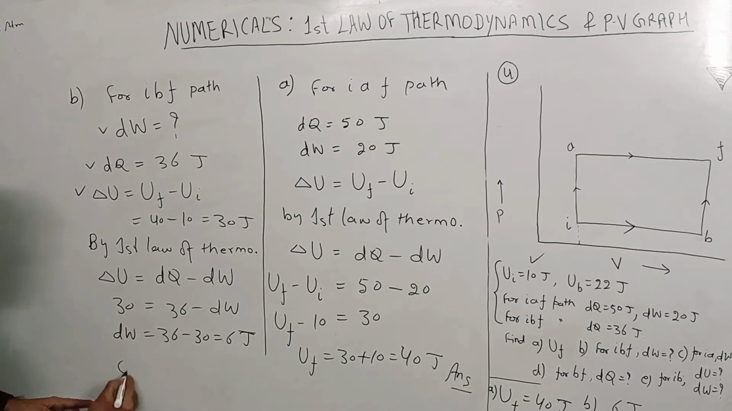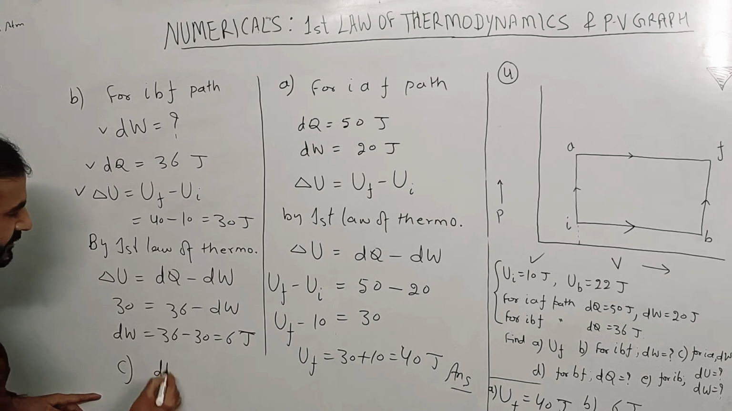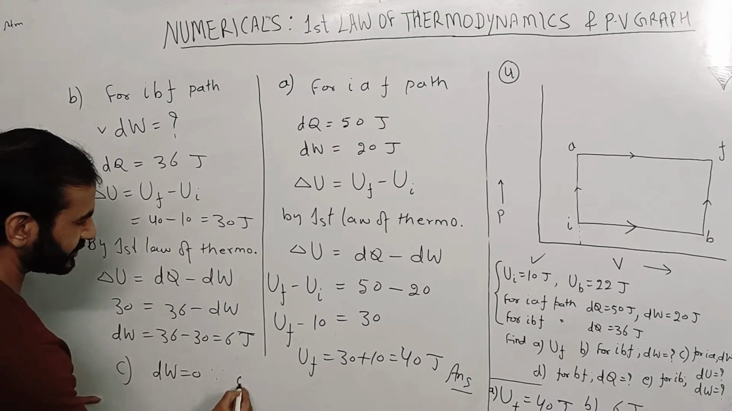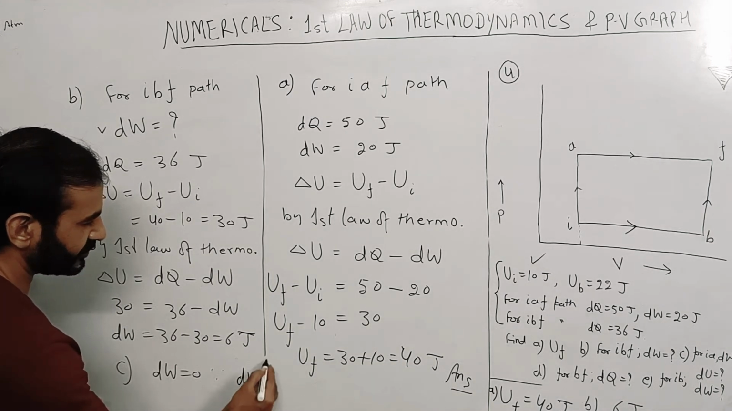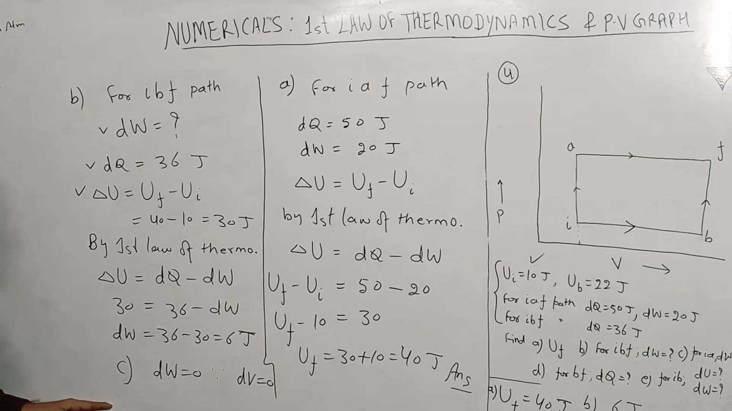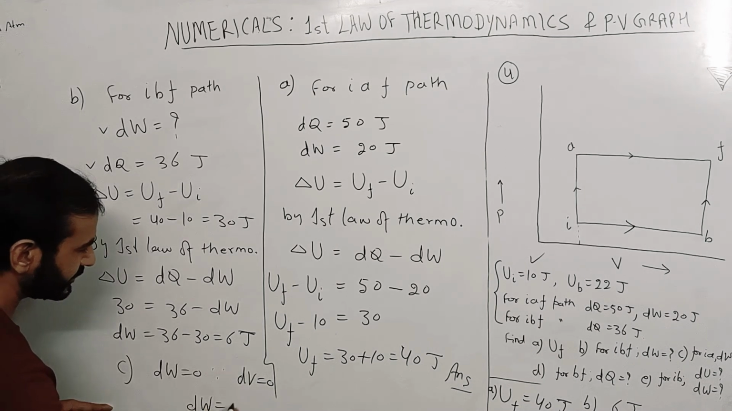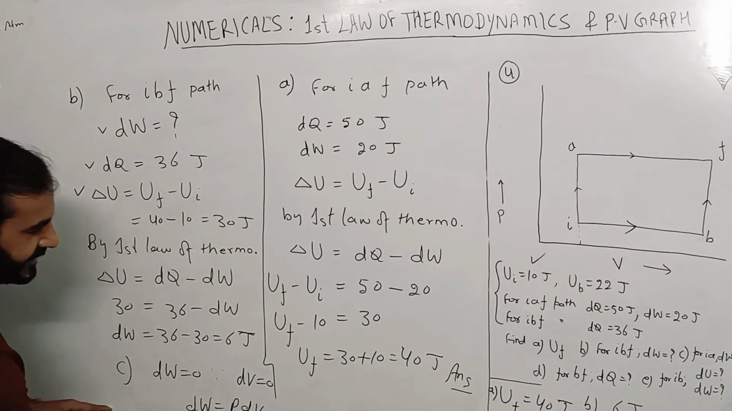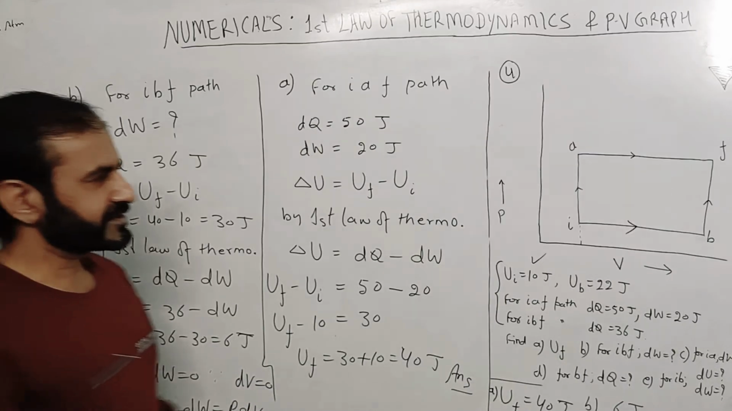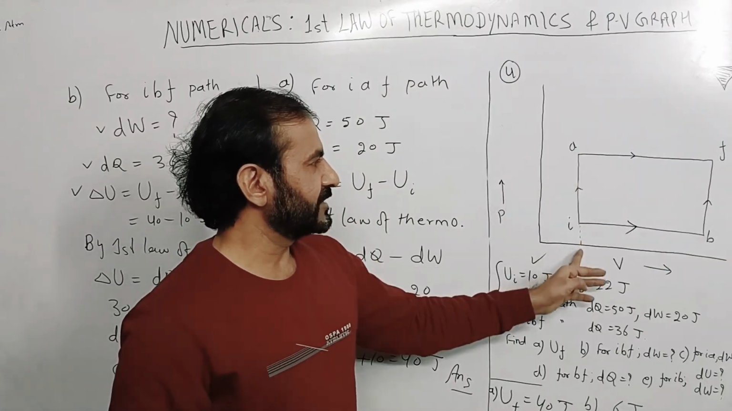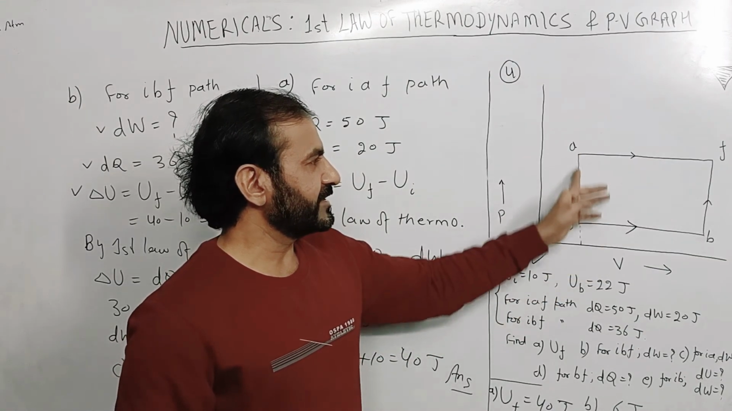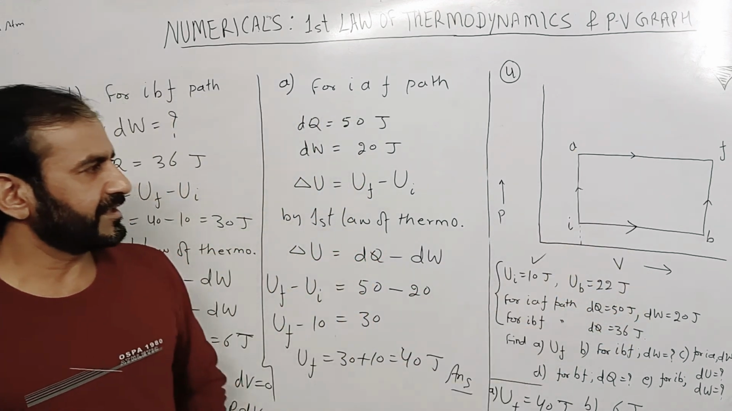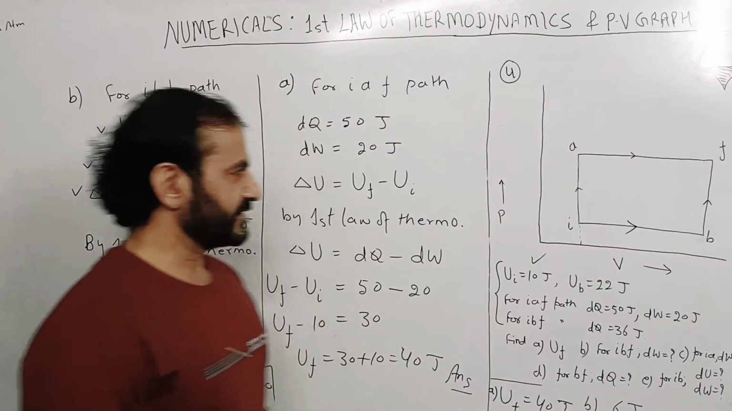You can take C part. dW is 0 since dV equal to 0, the change in volume is 0. And dW equal to P dV, the change in volume dV is 0, then dW will also be 0. It's clear from the graph also that in going from I to A there is no change in volume, that is dV, or change in volume, is 0, that's why work done is 0.